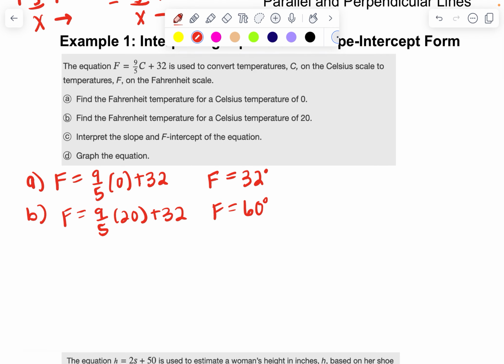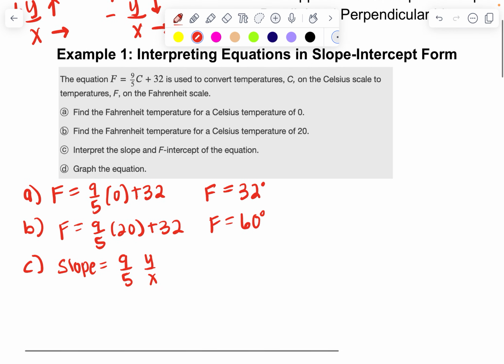That's the same as y-intercept. So the slope here is 9/5. Normally we would say the slope is y over x, but if we look at our equation, f is representing y and c is representing x. So really this is like Fahrenheit over Celsius. It's positive, so they're both increasing.